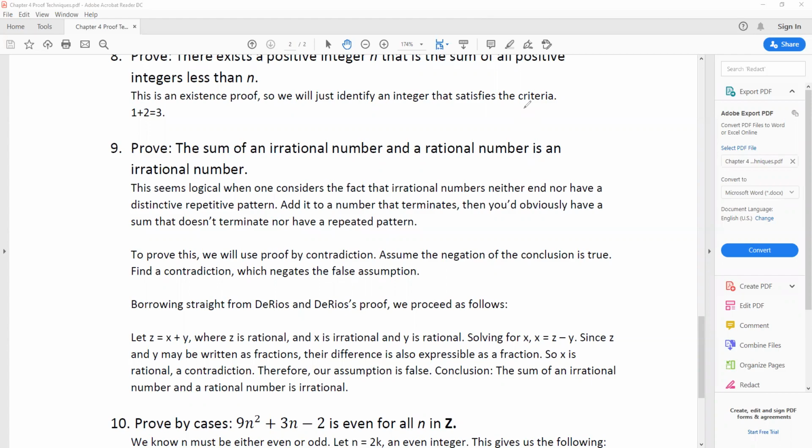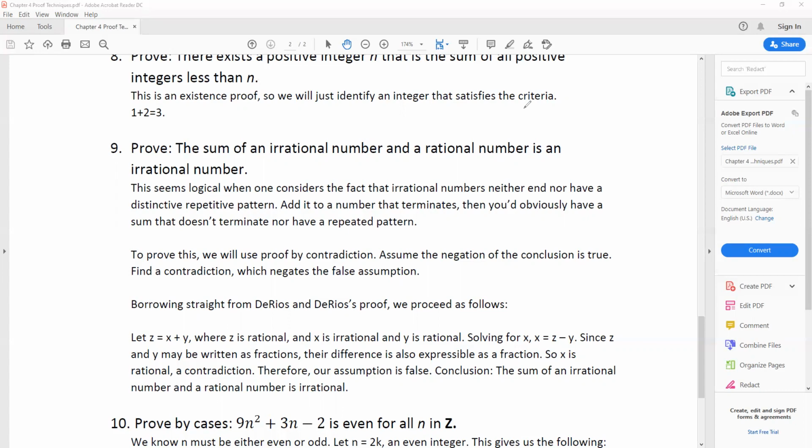Prove the sum of an irrational number and a rational number is an irrational number. In other words, an irrational number plus a rational number has to be irrational. This does seem logical when you consider the fact that an irrational number never ends and it has no discernible pattern. So imagine the most famous irrational number, pi, 3.1415, and so on. Pi does not terminate. Pi does not have a discernible pattern to it.